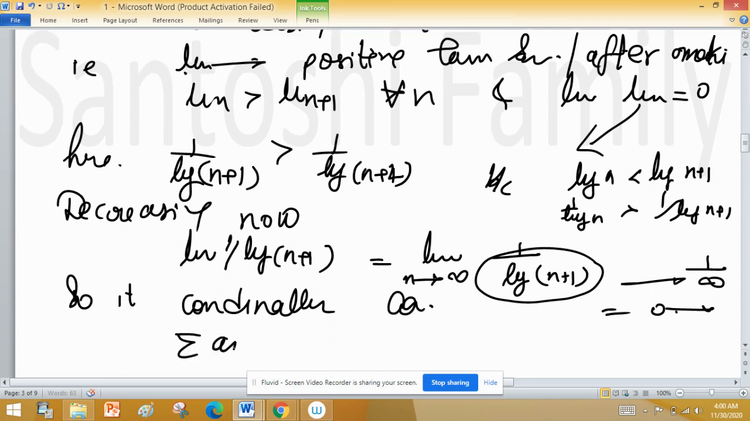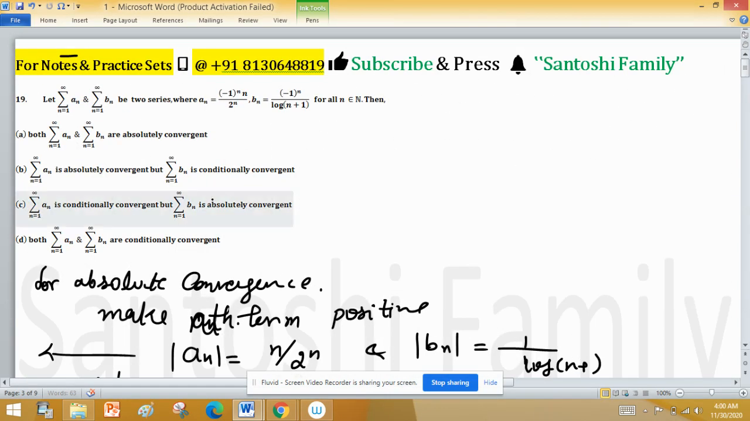Summation an is absolutely convergent and summation bn is conditionally convergent. Now match which option is true. An is absolutely convergent but bn is conditionally convergent. Option B is true here.